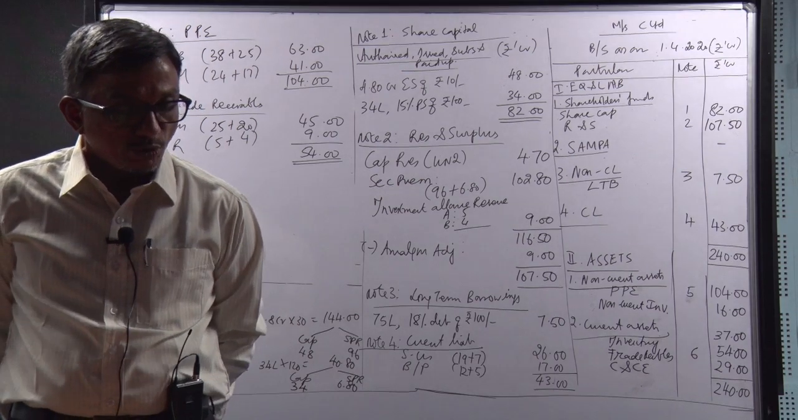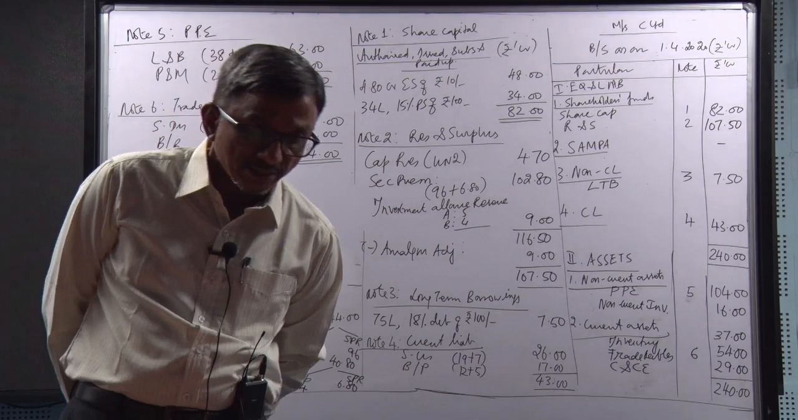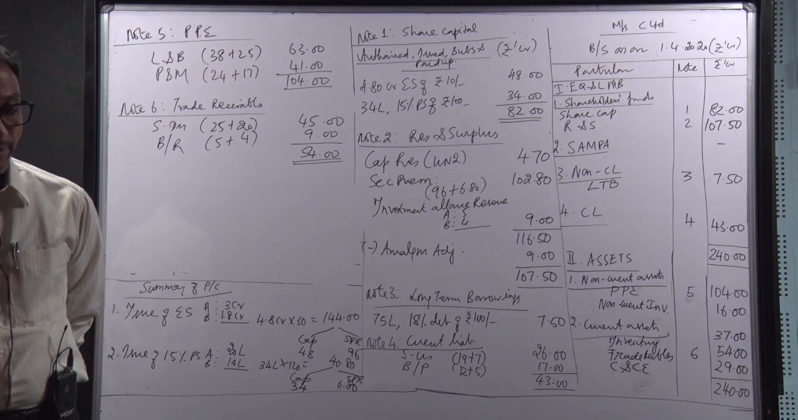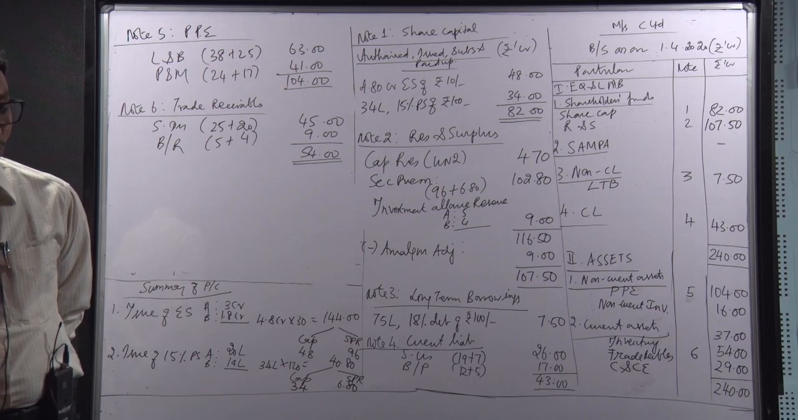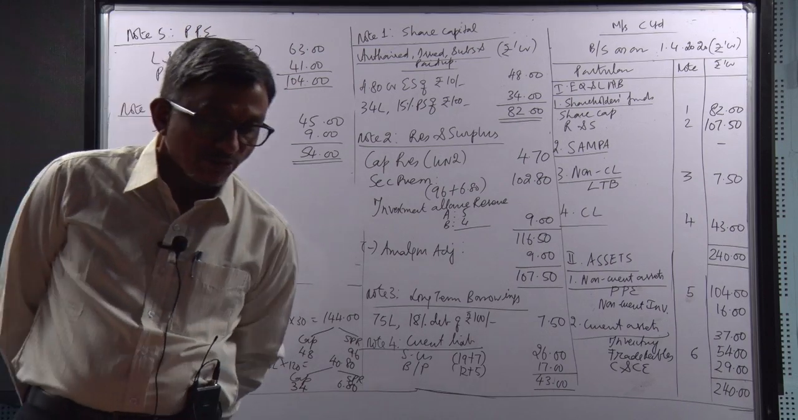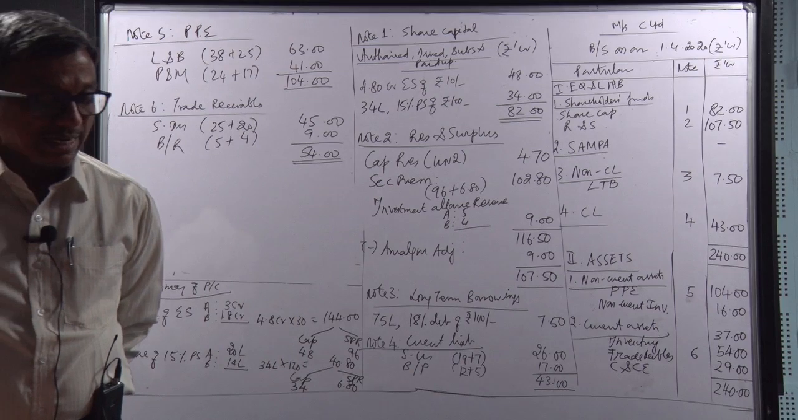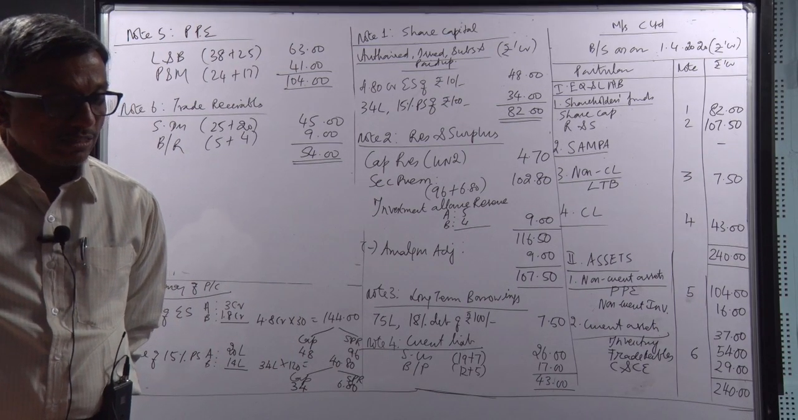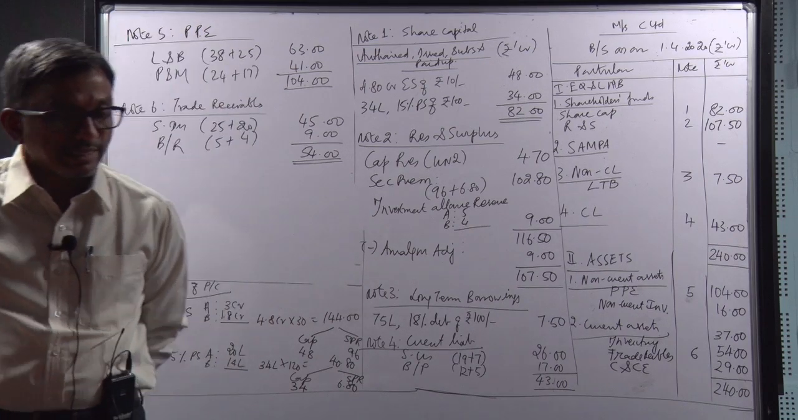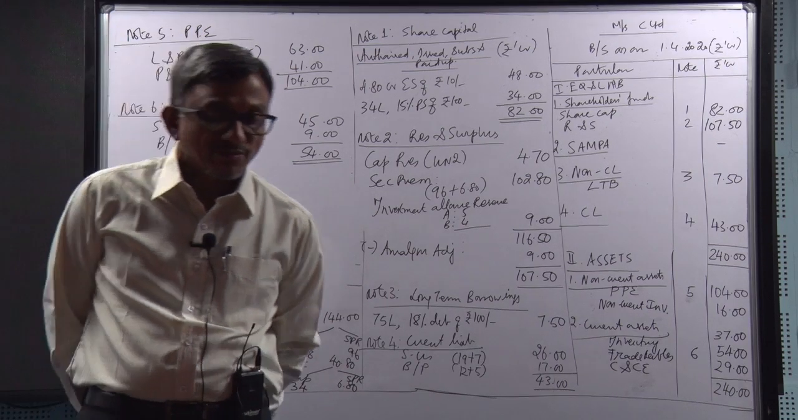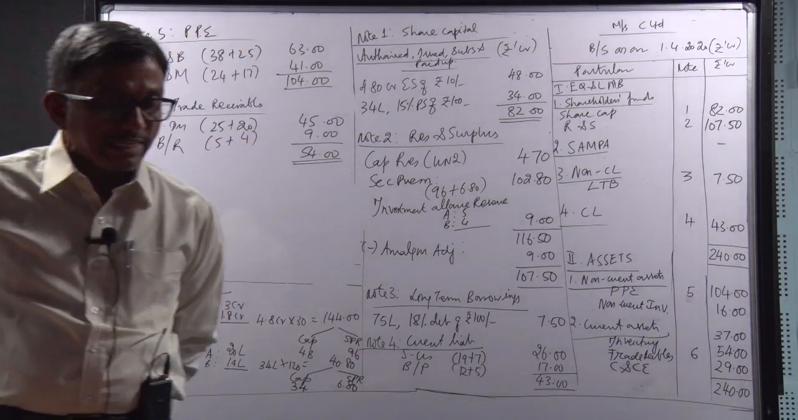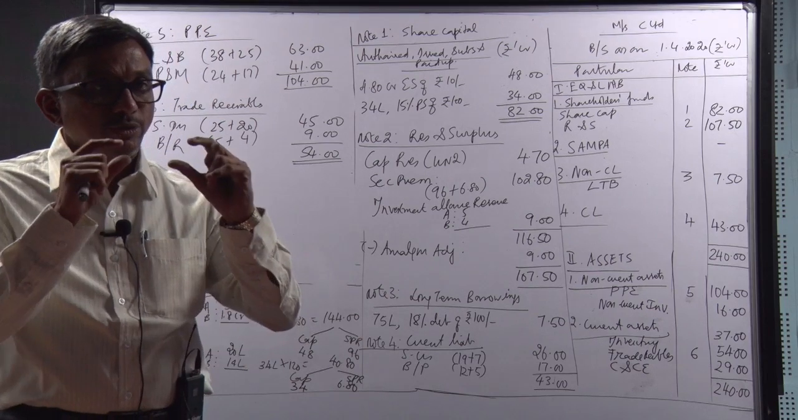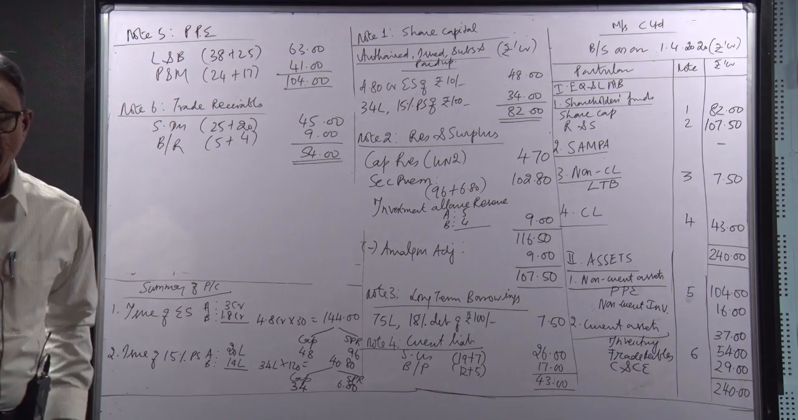15% debenture holders of A Limited and B Limited are discharged by C Limited by issuing such a number of 18% debentures of 100 each, so as to maintain the same amount of interest. Very, very important. What is the meaning of this? In A Limited, 4 crores is the total debenture value. 15% interest means they will get 60 lakhs. The same interest they should get, but the rate of interest will be 18%.